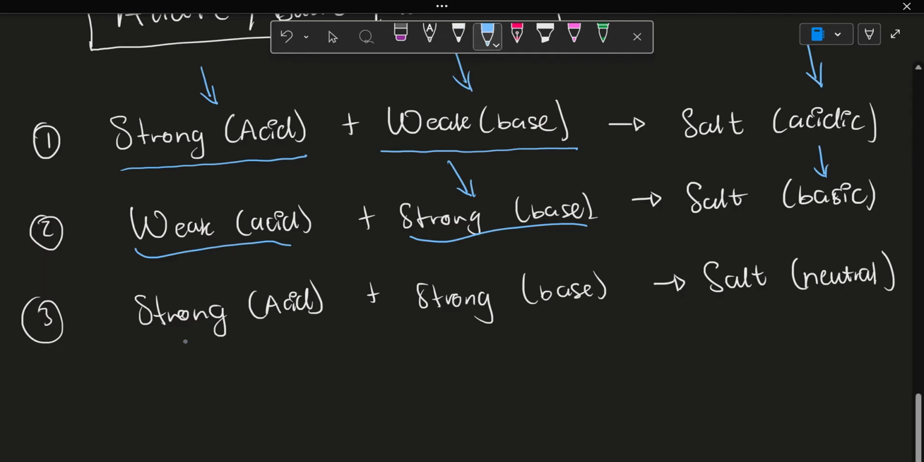Because you have a strong guy with a strong guy, they beat each other up, they both take each other down. So I give you a punch, you give me a punch, we both drop down. We are both unable to get up, meaning none of them are dominant because both of them lost. So your salt would then be neutral. It would have no acid, it would be neither acidic nor basic. You would say then it is neutral. That is when you have a strong acid with a strong base.